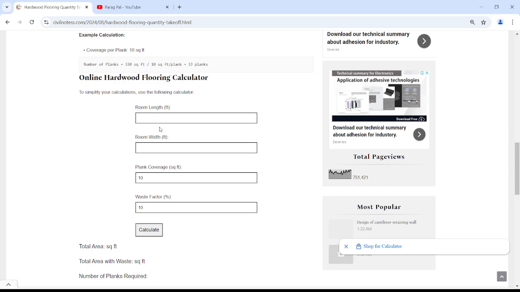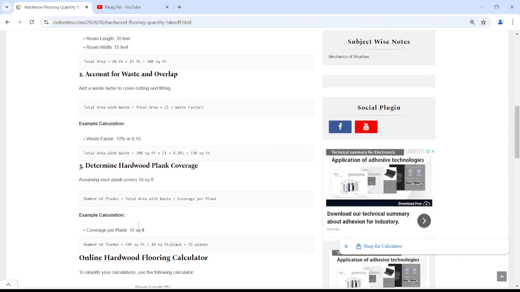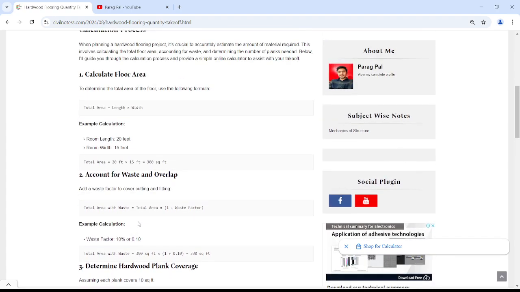So first of all, in this calculator, you need to provide some details. But before that, let's understand what details you should provide. Such as, first of all, room length and room width. So you have a room length of 20 feet and a width of 15 feet. It means the total area becomes 300 square feet, 20 multiplied by 15. Correct.